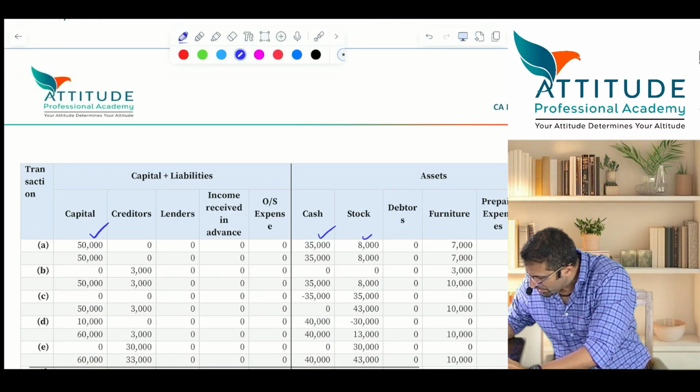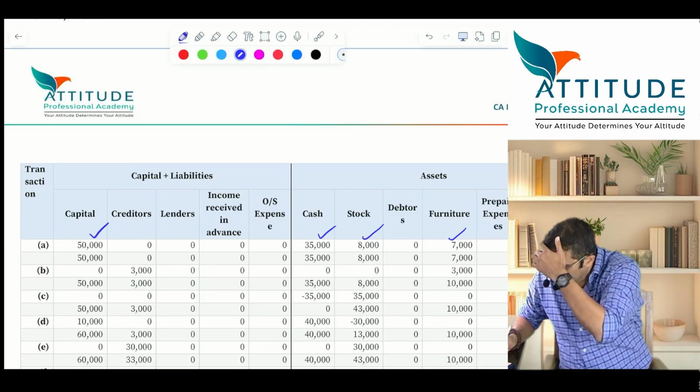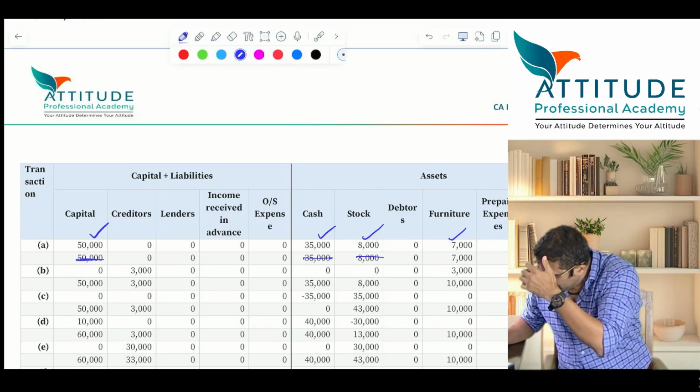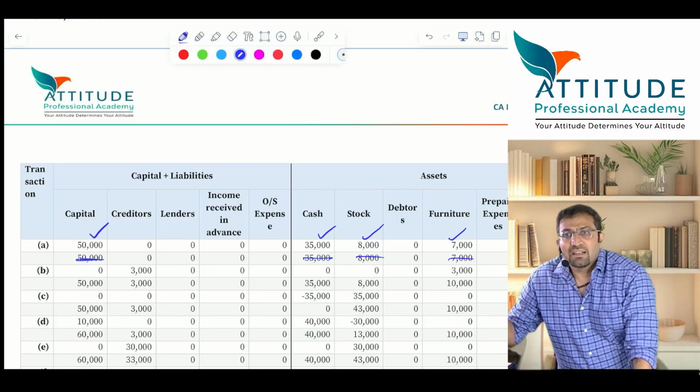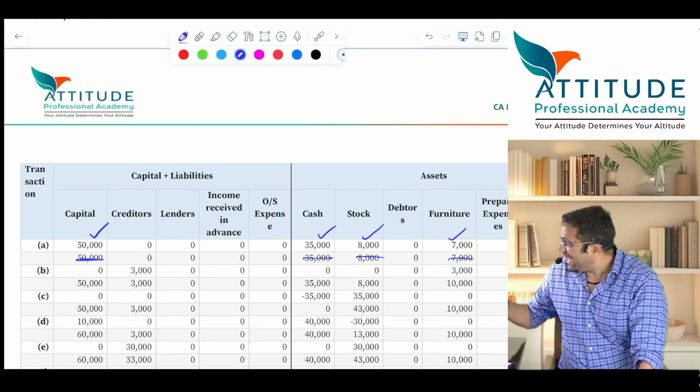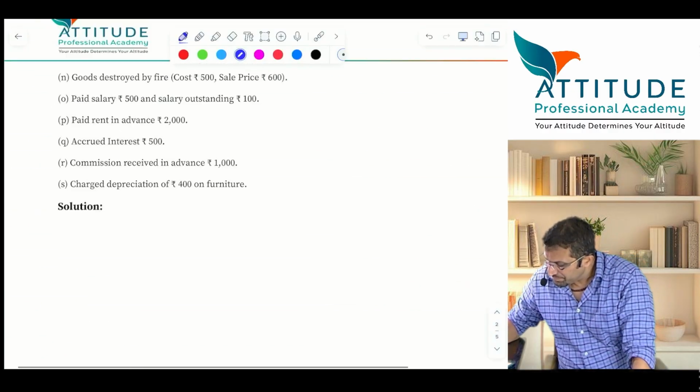Capital, cash, stock, furniture. You don't actually have to write the balance. You just have to say plus and minus. Is that clear? After every item the balance is written, but you need not write the balance.